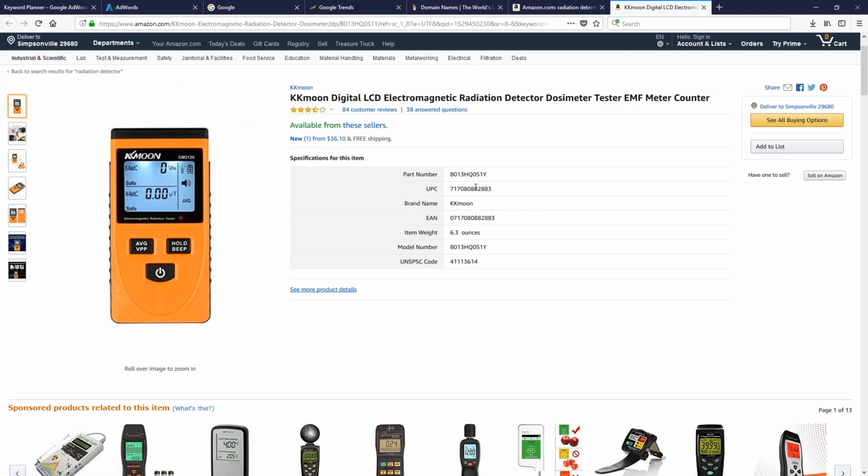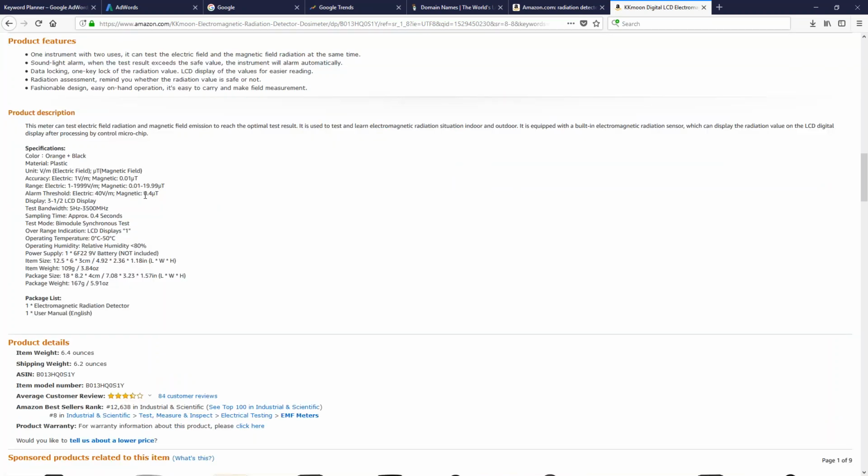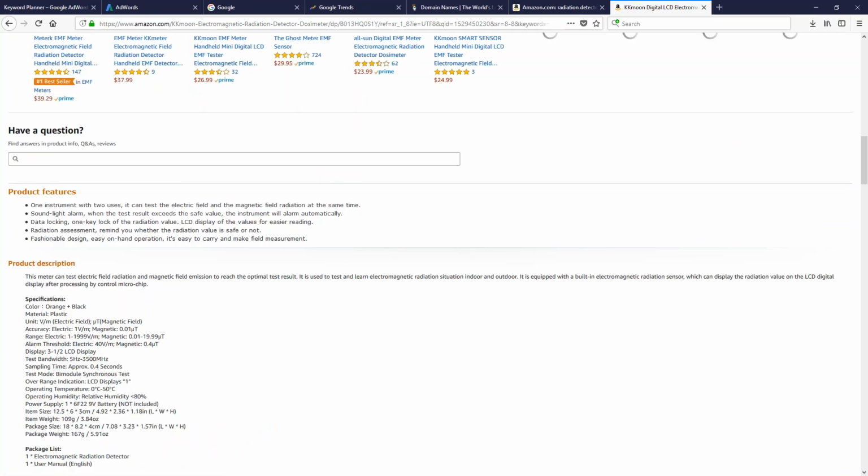Maybe they're searching for a model number instead. That's not actually a model number for the product. That's the Amazon identification for it. It might be one of these numbers potentially. It could even be something else entirely.